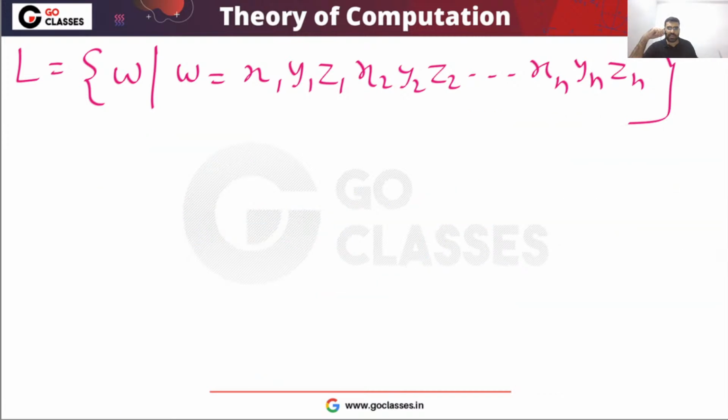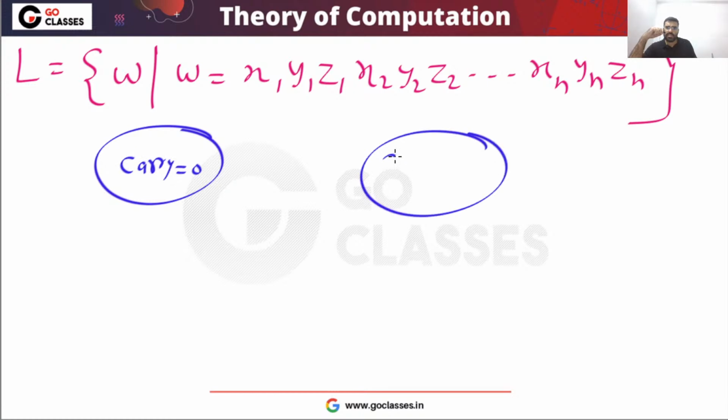So let's create the DFA. Now the DFA creation is very easy. There will be one state where initially the carry is 0. Can I say initially the carry is 0? Right. So let me make the initial state where carry is 0, and this other state is where carry is 1.